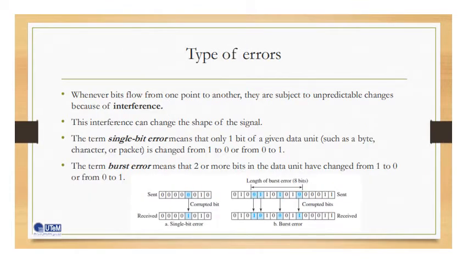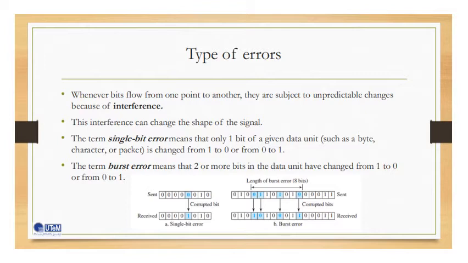Types of error. Whenever bits flow from one point to another, they are subject to unpredictable changes because of interference. We have learned about this in effective communication, where we call it transmission impairment. We have attenuation, distortion, and noise. All of these might change the shape of the signal.